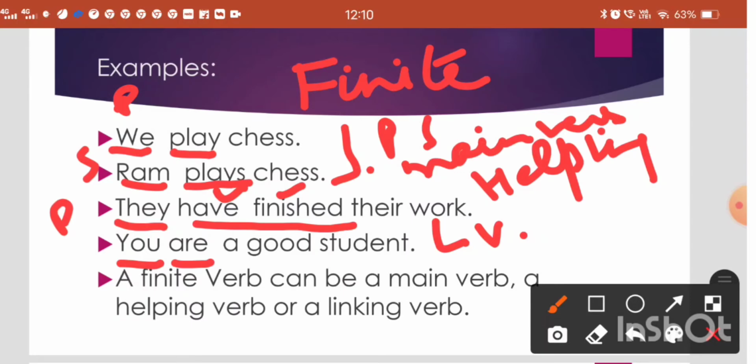So a finite verb can be a main verb, as in the first two examples, play or plays, main verb. It can be a helping verb, as in the third example, have finished, this is a helping verb. And in the fourth sentence, it is a linking verb. Are is a linking verb.